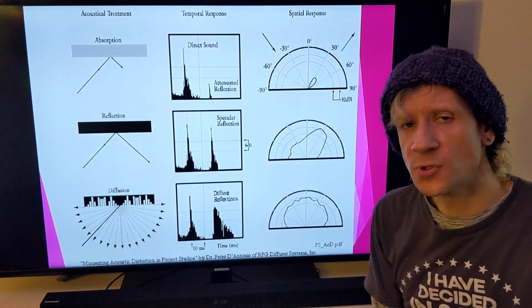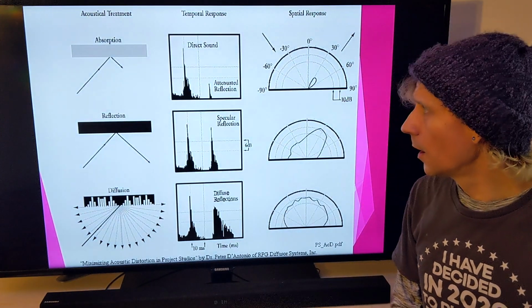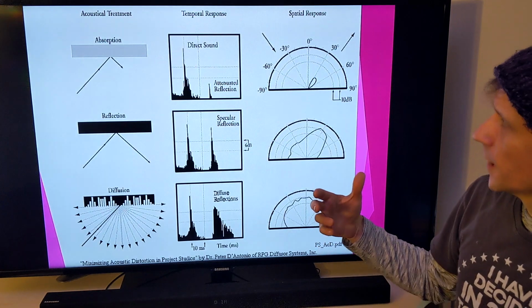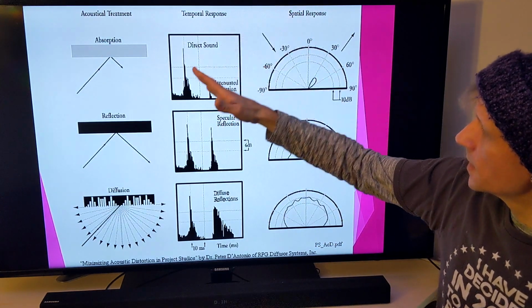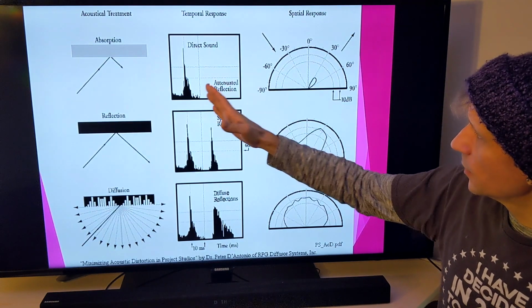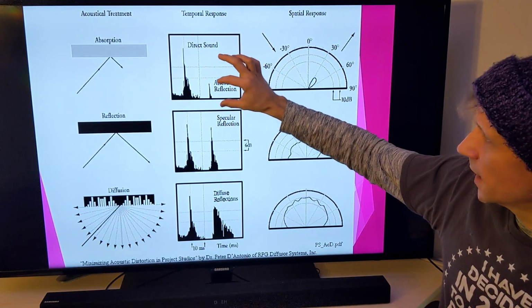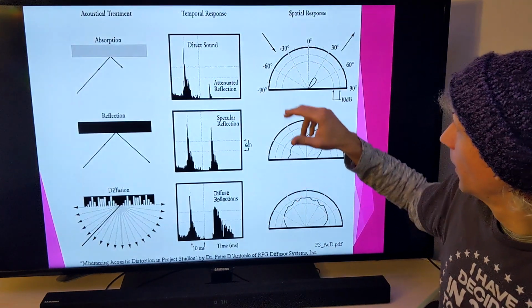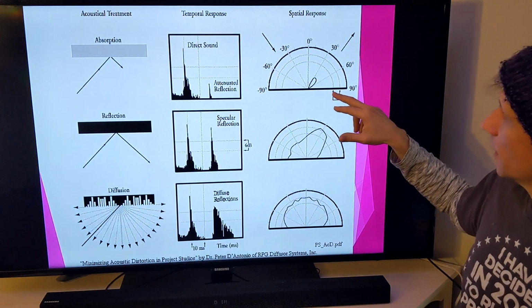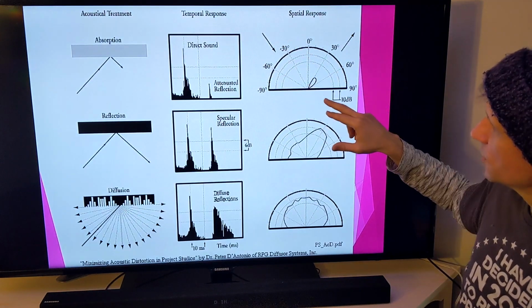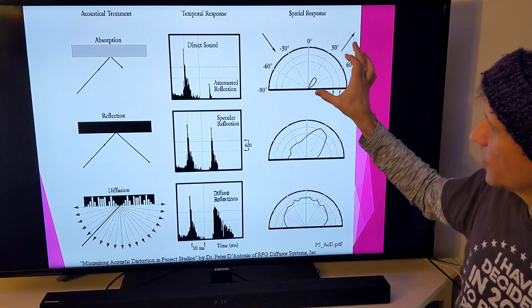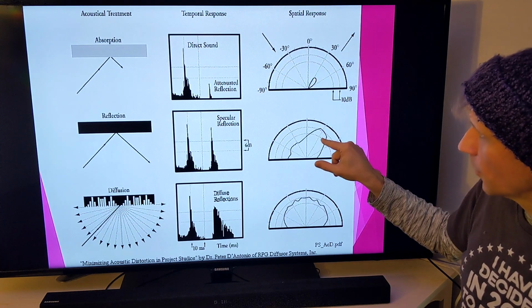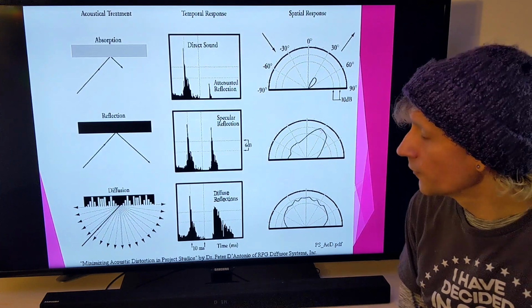If we look at what happens when we have some absorption, some sort of absorber on the wall or something like that, again, we have this temporal response that looks about the same, but it's attenuated greatly because of the absorber. And then we can look at what that looks like spatially. Again, there's still probably a little bit of specular reflection happening. It's just greatly attenuated compared to the reflection.